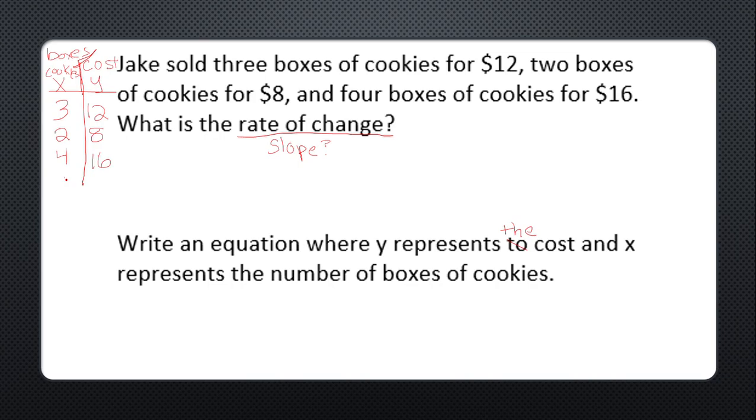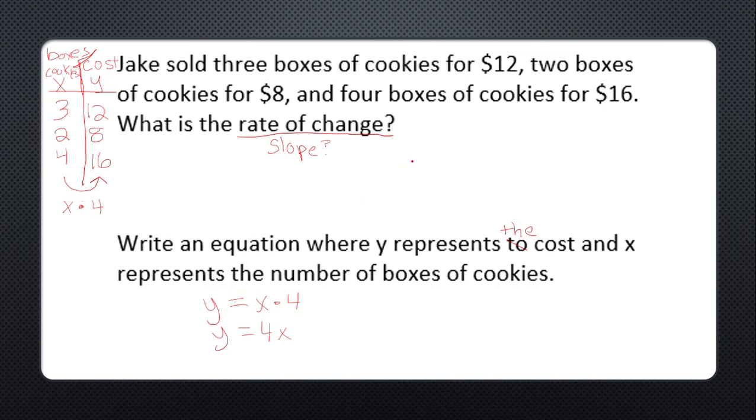I would look at the relationship. How are we getting from x to y? Every time I'm multiplying by 4. X times 4. All right. So the equation would be y equals x times 4, but you're expected to write it in this format with the 4 first and the x last. So the equation is y equals 4x.